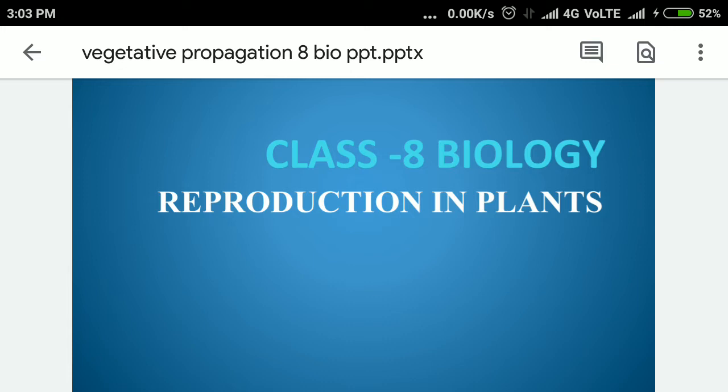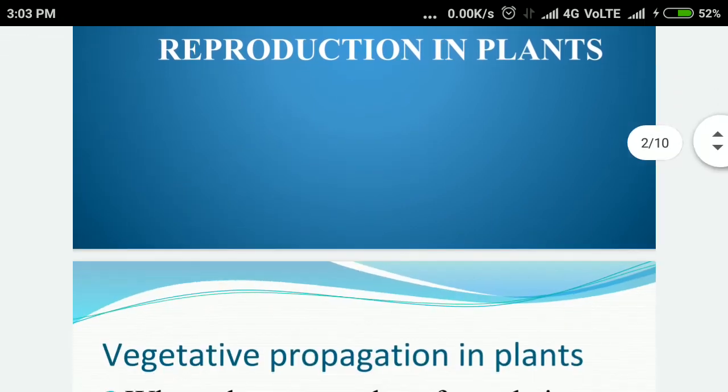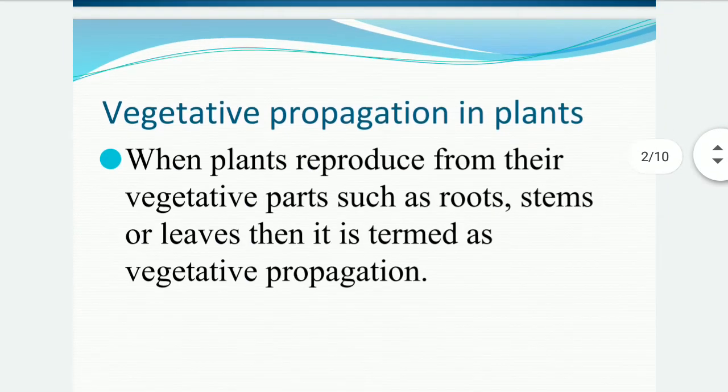In plants, there are two types of parts, that is vegetative parts and reproductive parts. Vegetative parts are roots, stems or leaves, and the reproductive part is a flower. So when plants reproduce from their vegetative parts, that is roots, stems or leaves, it is termed vegetative propagation. So let us understand these methods one by one.